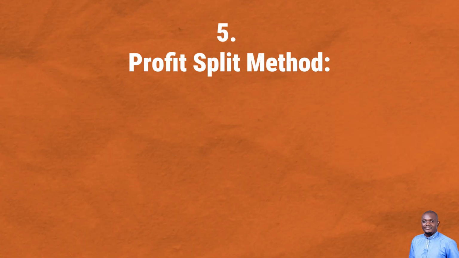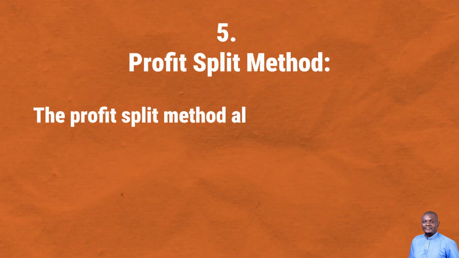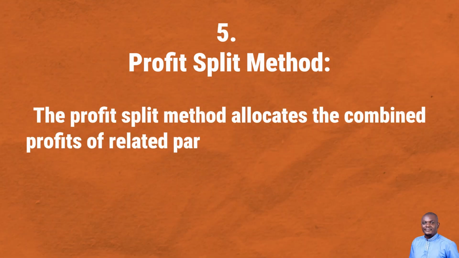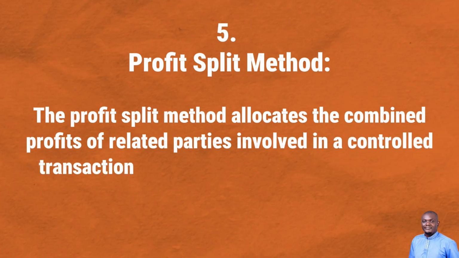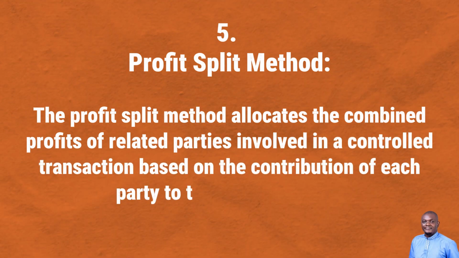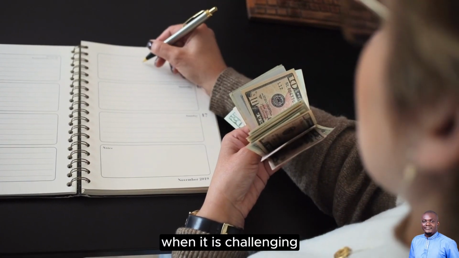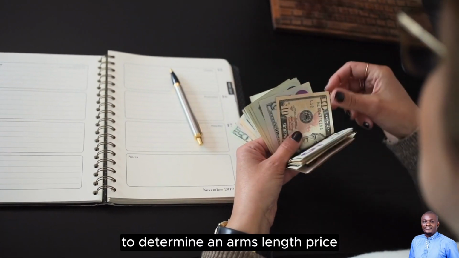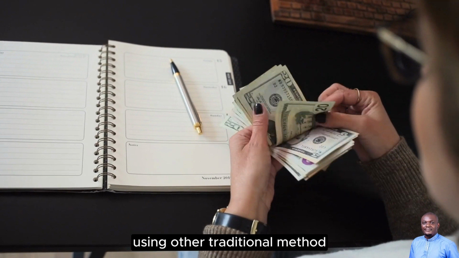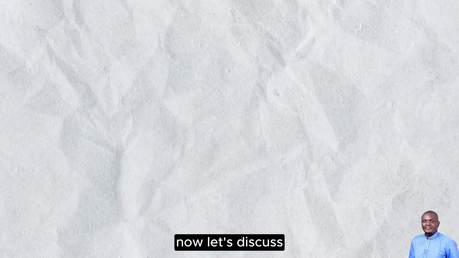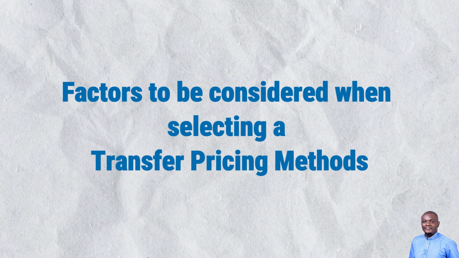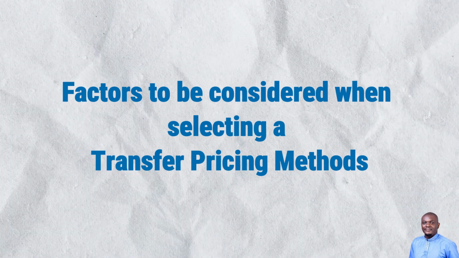Profit Split Method. The profit split method allocates the combined profit of related parties involved in a controlled transaction based on the contribution of each party to the value creation. This method is applied when it is challenging to determine an arm's length price using other traditional methods. Now, let's discuss the factors to be considered when selecting a transfer pricing method.